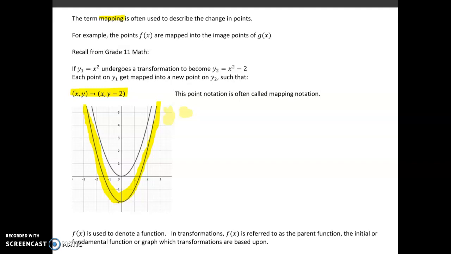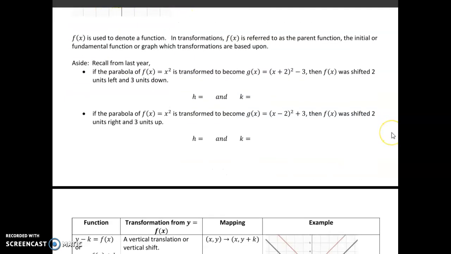So this point notation is called mapping notation, and what we see here, we shifted the graph down by 2, so the y value shifted by 2. So f of x is to denote a function. In the language of transformations, f of x is often referred to as the parent or the initial fundamental function or graph that all transformations will be based upon.